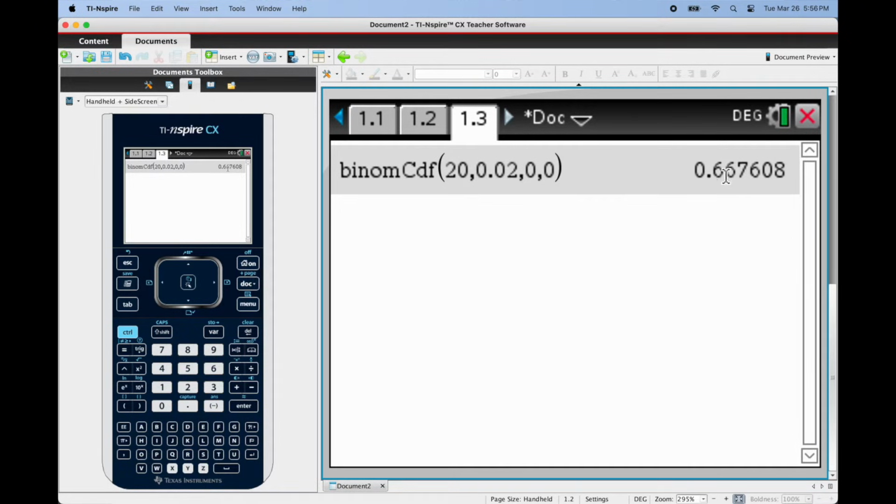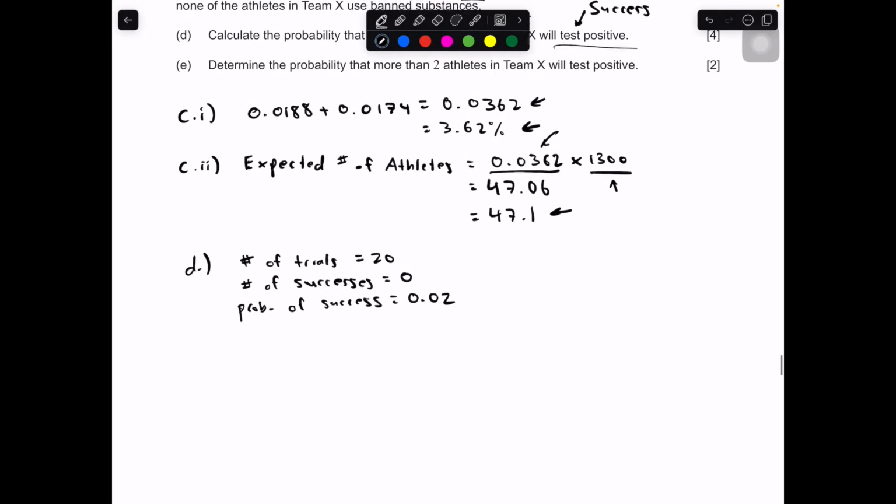0.667608. So roughly 66.8% chance that, even though all of them are clean, there's about a 2/3 chance that everyone will come away with a clean test. Some of them might get a false positive. So let's go back to the document and write that in.